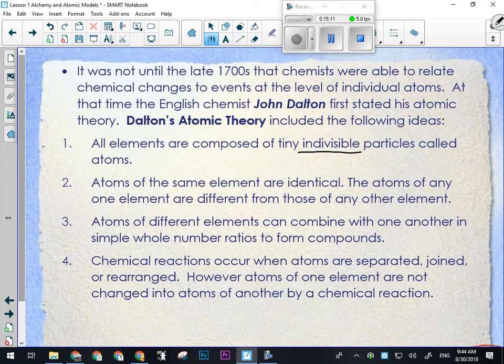So all oxygen atoms are effectively identical. All atoms of lead are identical. But atoms of lead and oxygen would look different. So atoms of the same element are identical, and atoms of one element are different from those of other elements. That's what makes them different, that their atoms look different.